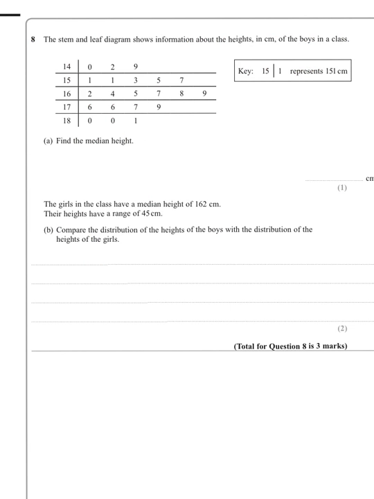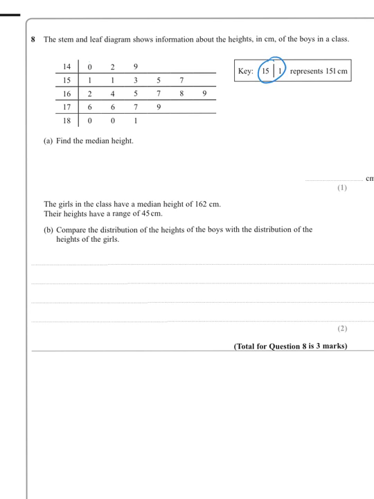Question 8. The stem and leaf diagram shows the information about the heights in centimetres of the boys in a class, and it gives you the key here of how to read it. Now we want to find the median height. So if you think of them being all in size order, from smallest to largest, then we want to pick the middle one once they've been put in order.